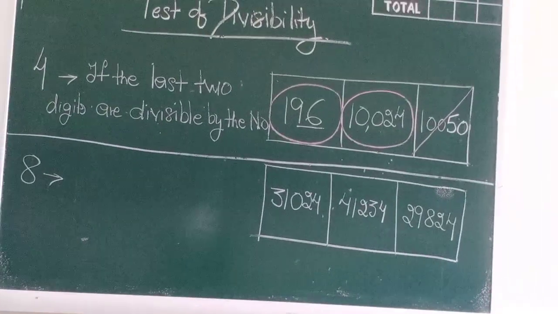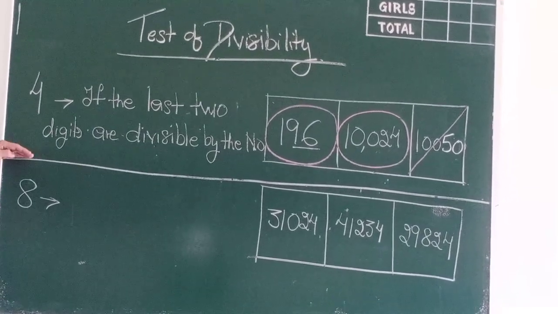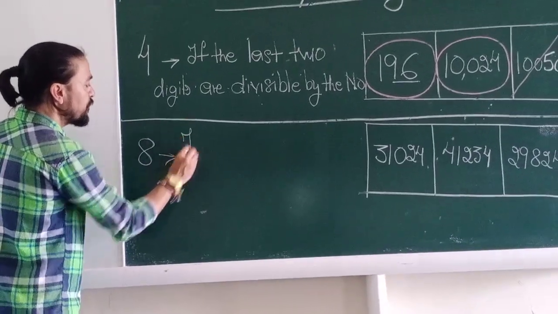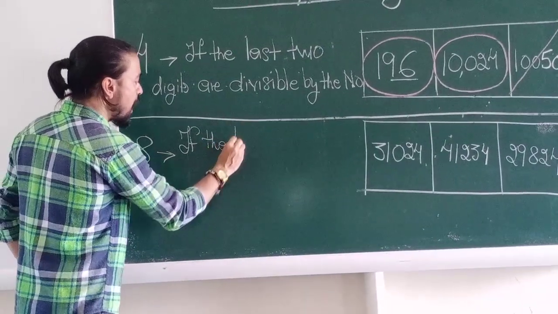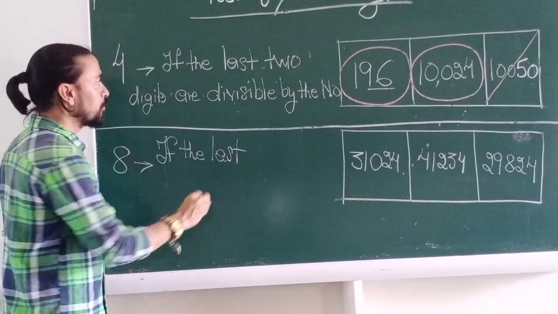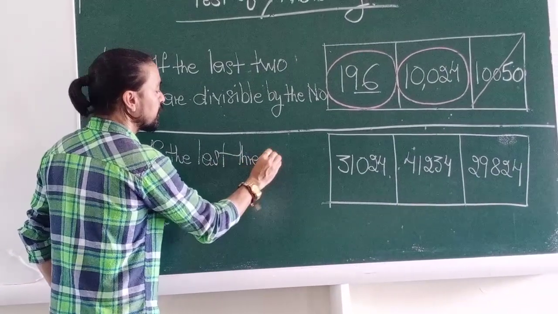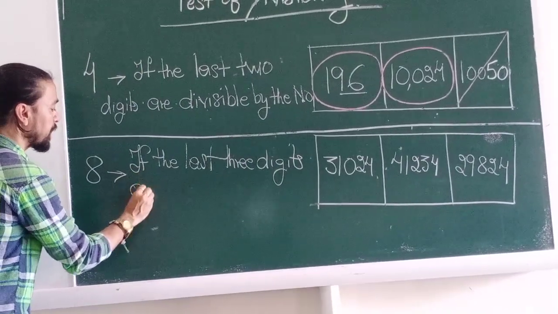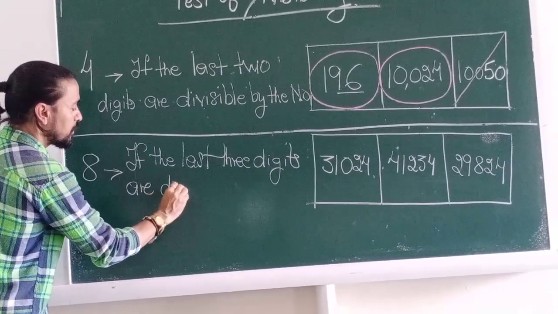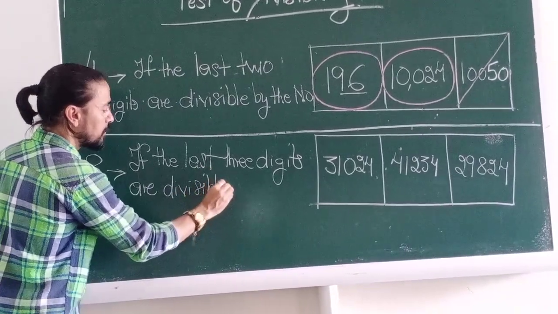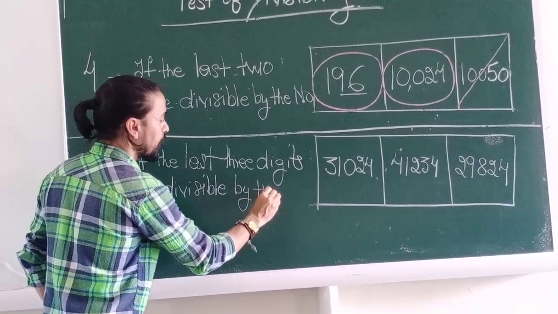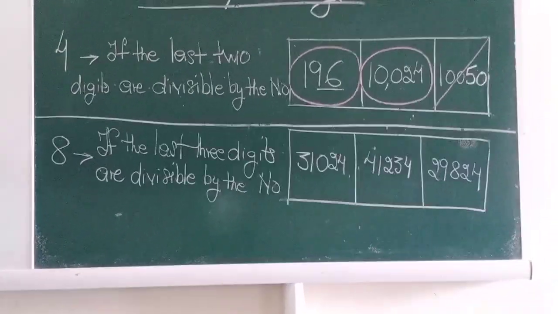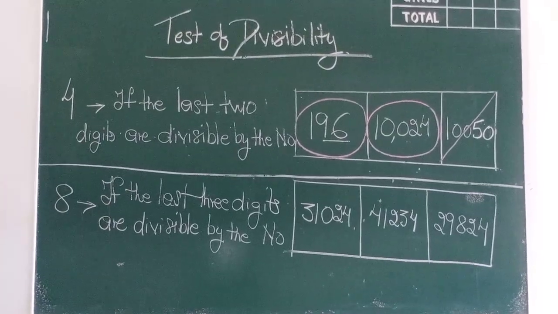Now the rule for 8. The rule for 8 is more or less similar to the rule of 4. Because it says the same thing. If the last, not 2, but the last 3 digits are divisible by the number, then the number is divisible by 8.